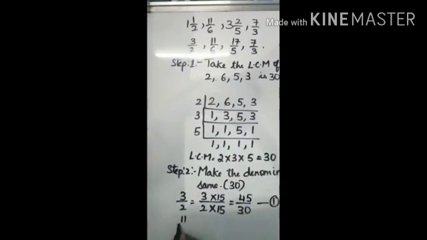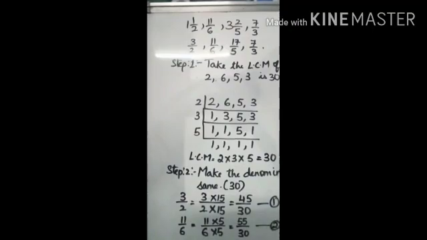The next one is 11 by 6. 6 should be converted into 30. 6 into what is 30? 5. So the numerator also has to be multiplied by 5. 11 fives are 55. This is your second fraction.